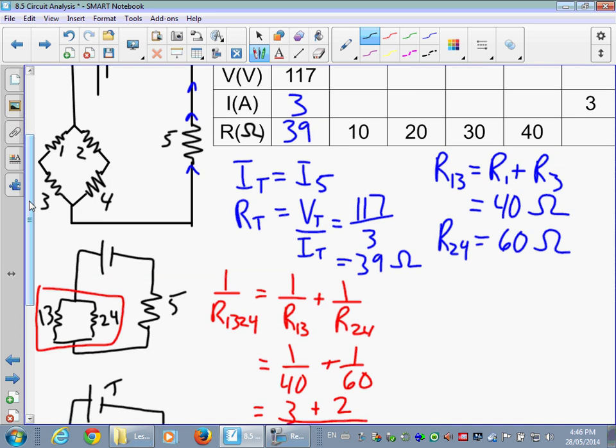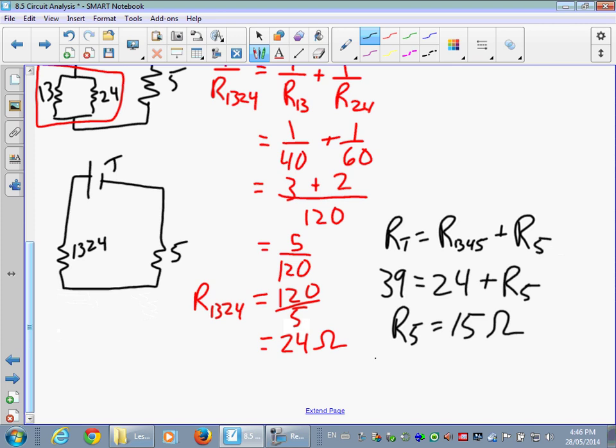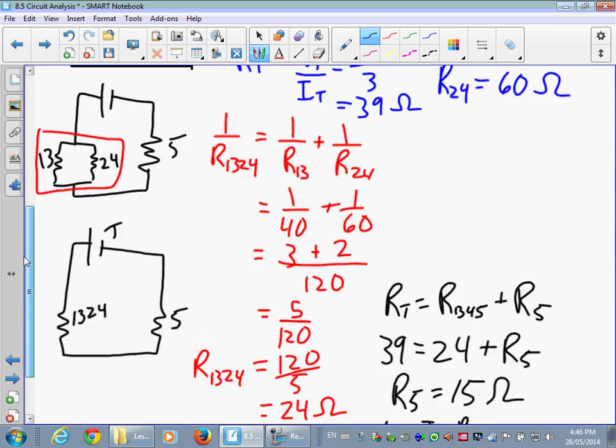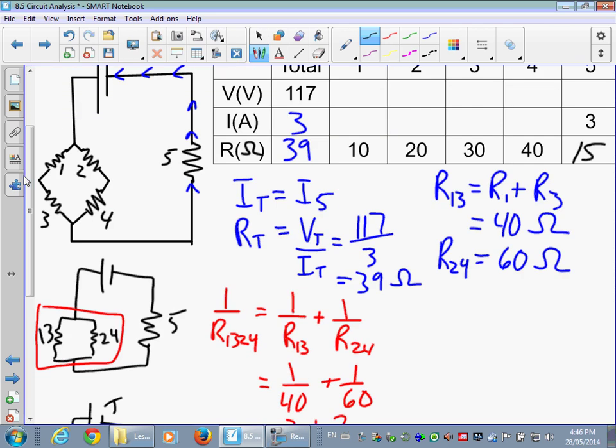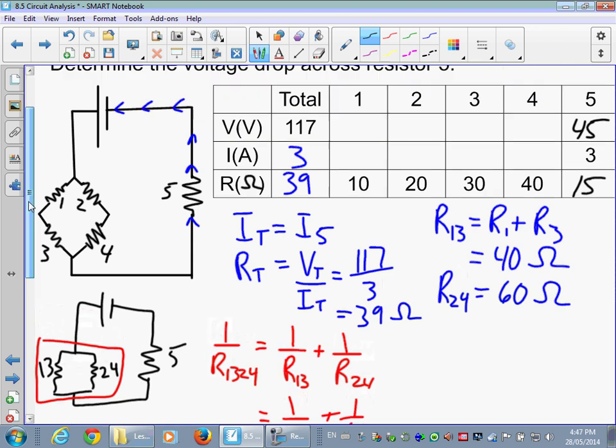So we go back to the top, and we put 15 ohms here for R5. We're one step away from our solution because we can use Ohm's law and say V5 is equal to I5 times R5, which gives you 15 times 3, or 45 volts. So 45 volts. Now the rest of it is quite tricky.